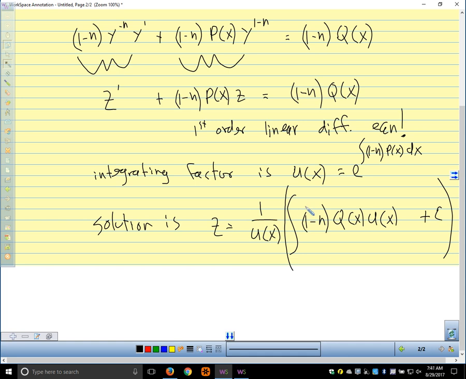And the plus c is not in the integral. I'm just explicitly accounting for the constant of integration because it's multiplied by that 1 over u of x. And then we substitute, we solve for y using z equals y to the 1 minus n. And we have the solution to our nonlinear differential equation.